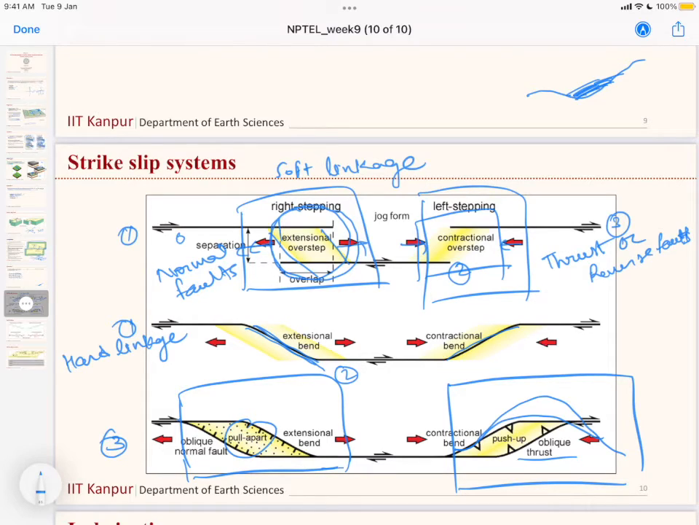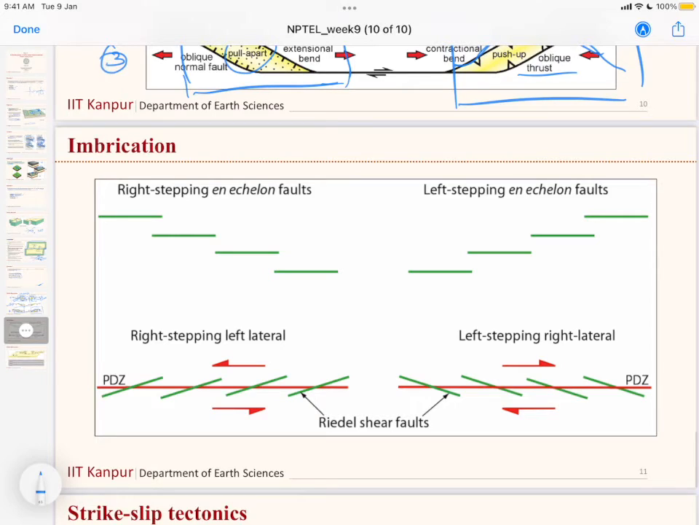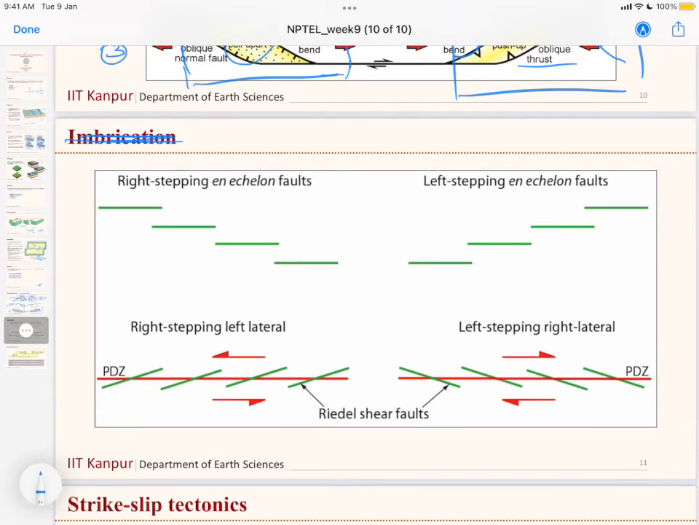Now, there is one keyword present in this whole figure. I think we have understood most of the terminology, but this right stepping and left stepping we haven't understood. So let us understand what these are. Though they are not related to the question, since we are discussing this strike slip fault system, it would be good to understand the whole concept. Again, please avoid this heading. So this is the concept related to right stepping.